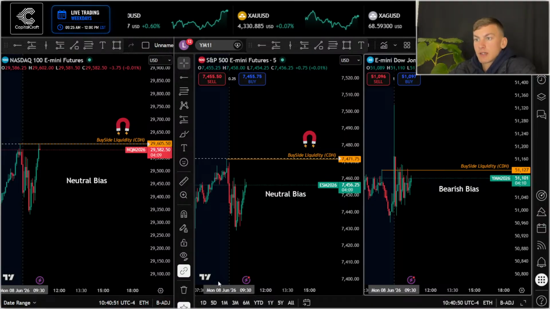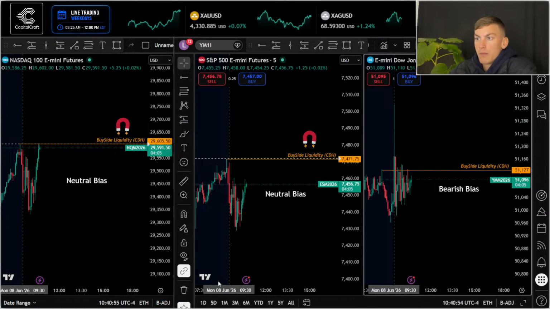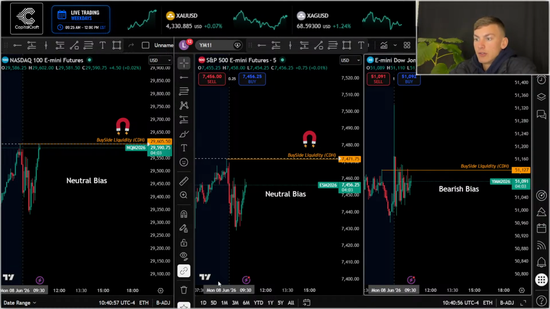Let's see what the Nasdaq does. We've not yet taken the buy side level as of yet, but we are monitoring that specific level, and you guys will be updated.